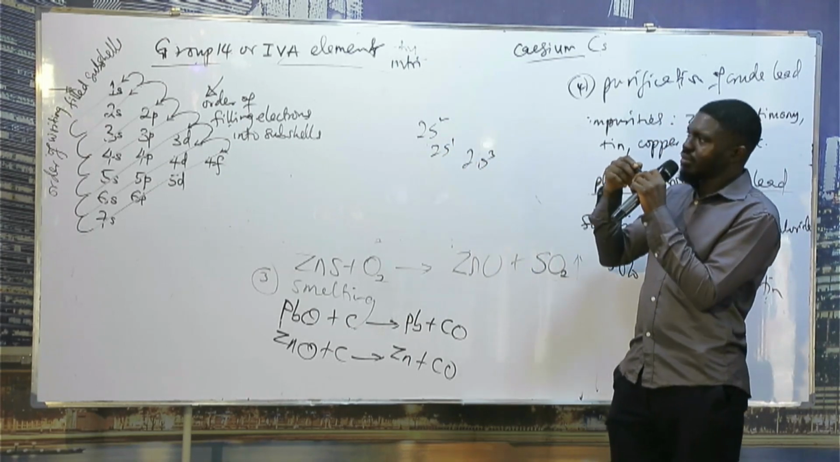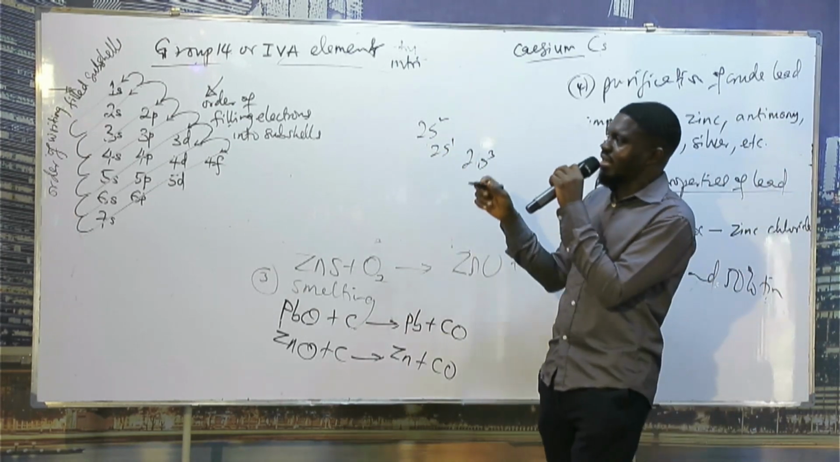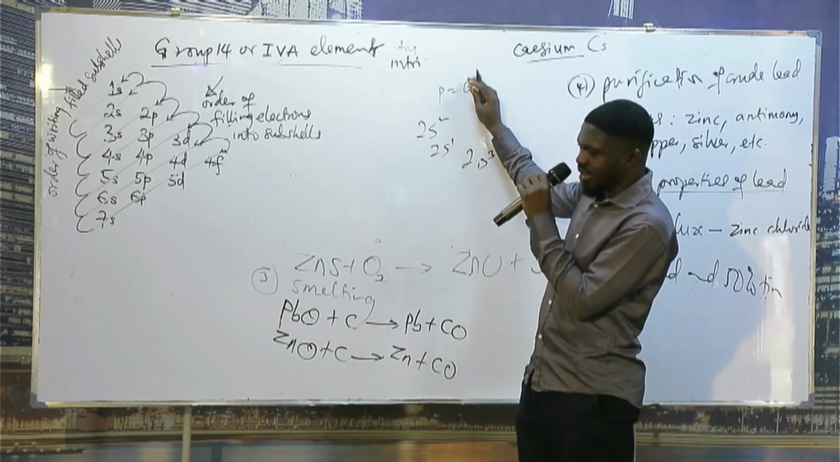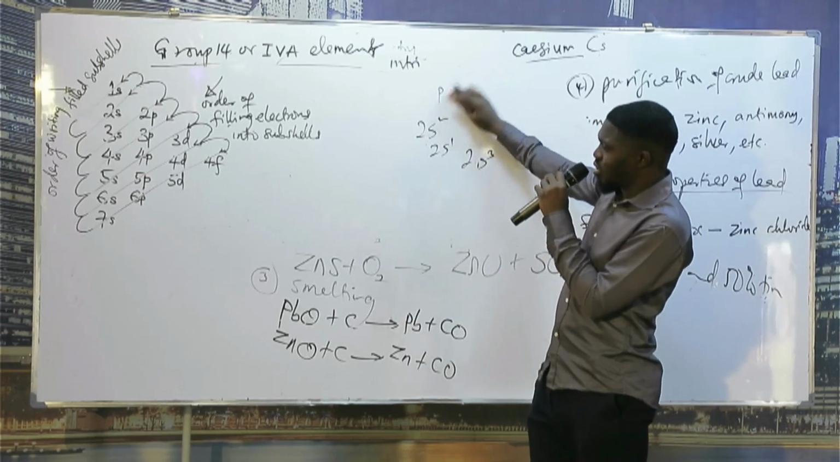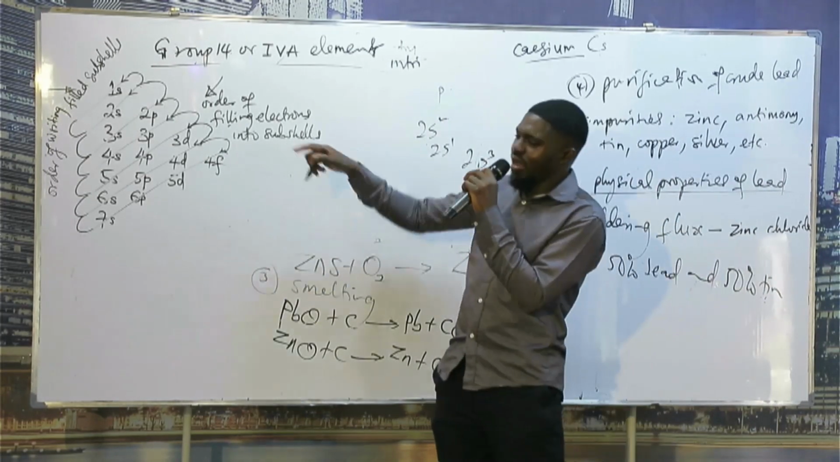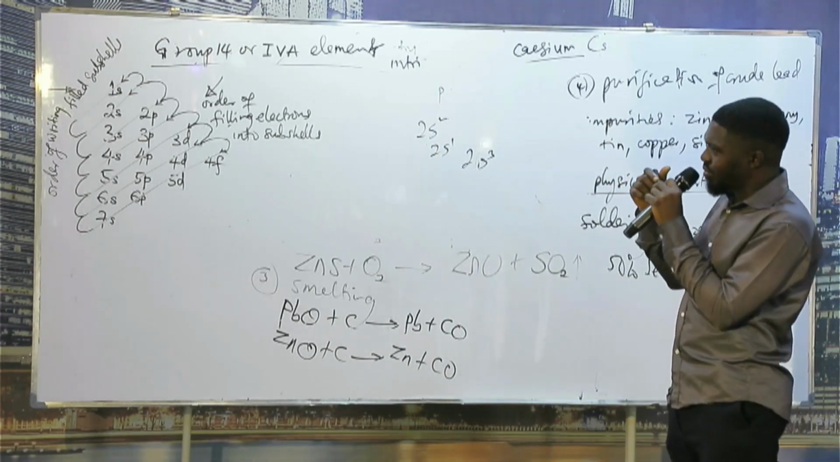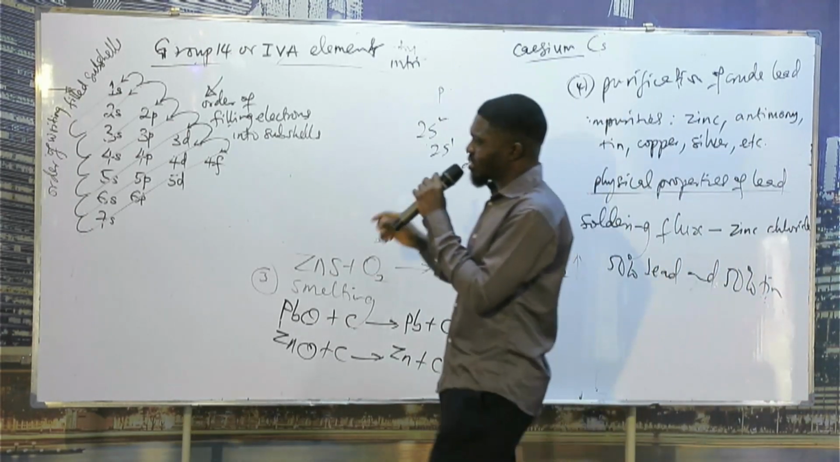Now, what about P? What's the highest number of electrons it can take? 6, right? I'm going to show you something. Now, what about D? What is the highest number it can take? 10. And F? Thank you. So let's now move on.